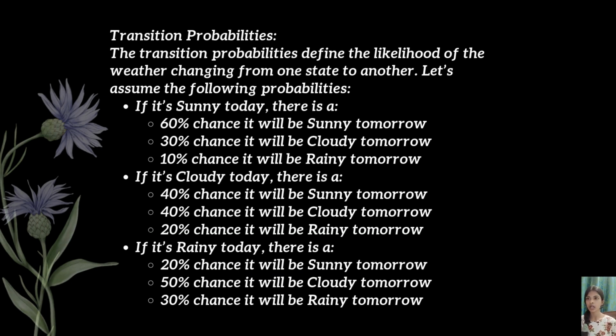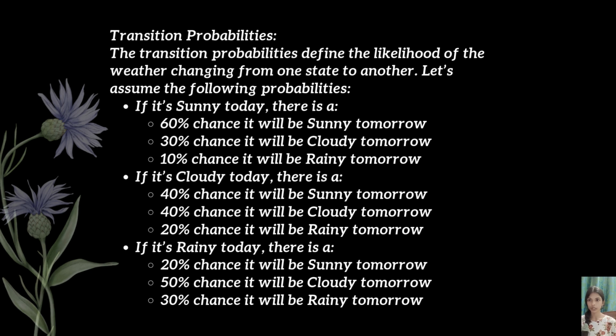Transition probabilities. The transition probabilities define the likelihood of the weather changing from one state to another. Let's assume the following probabilities. If it's sunny today, there is a 60% chance it will be sunny tomorrow, 30% chance it will be cloudy tomorrow, and 10% chance it will be rainy tomorrow.